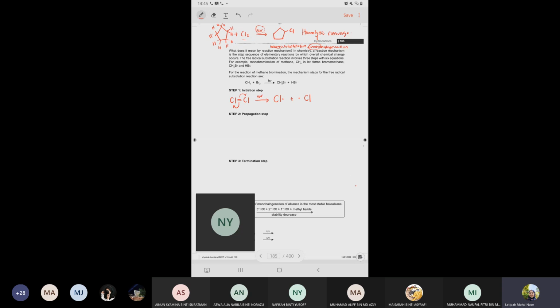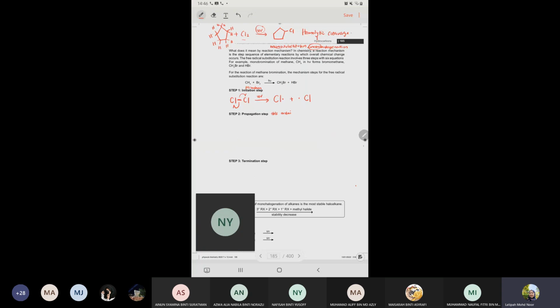So what is the propagation step? Initiation earlier, what was it? In Malay, it is the initial reaction. The propagation step is the chain reaction. So we want to substitute only one Cl, just one Cl on one H.